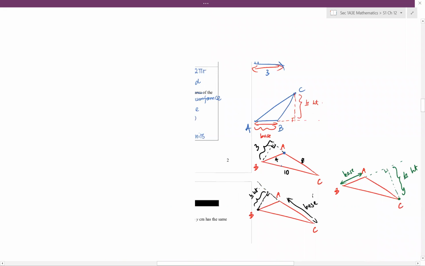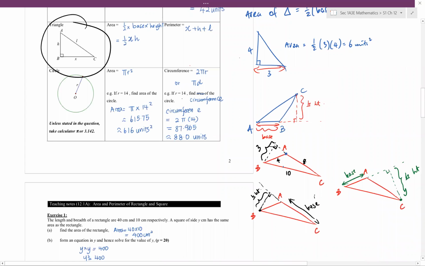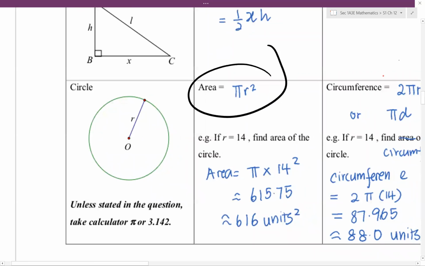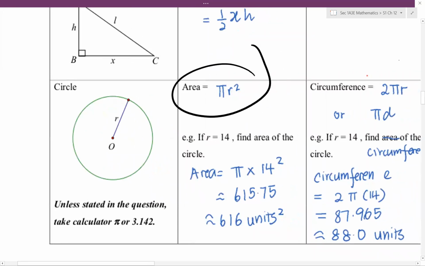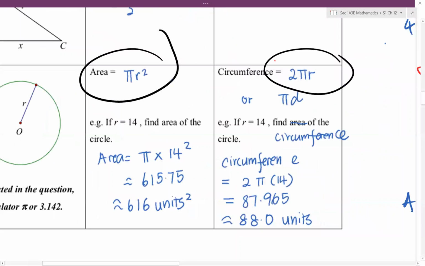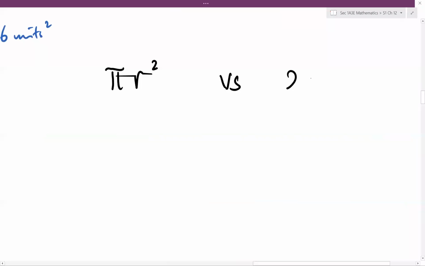So the next shape that we need to know will be our circles. Circles, as you have shown me last lesson, you remember the formula. Pi r square for area and 2 pi r for our circumference. Anybody has a tendency of mixing them up? At the very least, memorize pi r square and 2 pi r. If you cannot remember which is for which, here's a trick that I have for you. Pi r square versus 2 pi r.